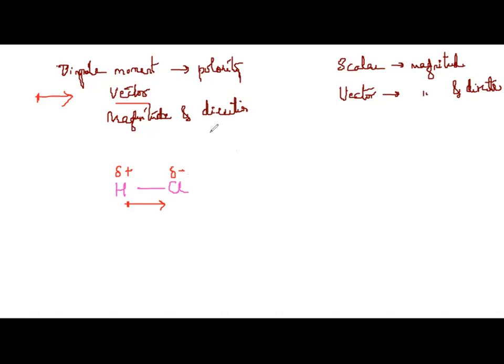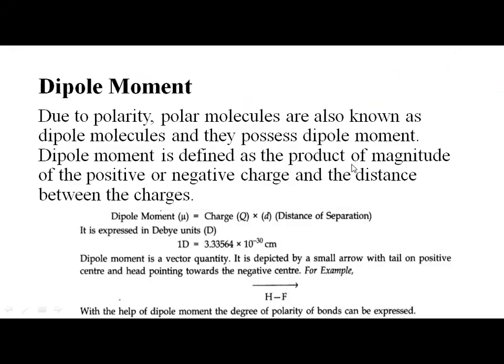Okay. Now, what are certain points in dipole moment? So how do we define this dipole moment? Let us see what is there in our slide. Dipole moment is defined as the product of the magnitude of positive or negative charge, that is Q, and the distance between the charges.